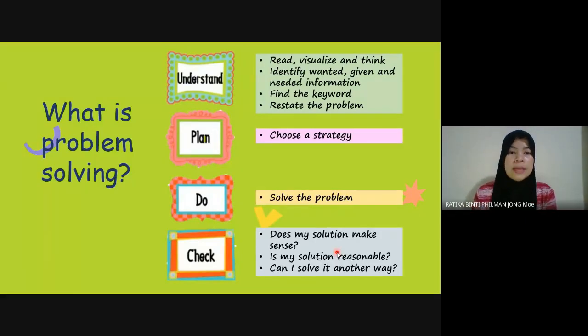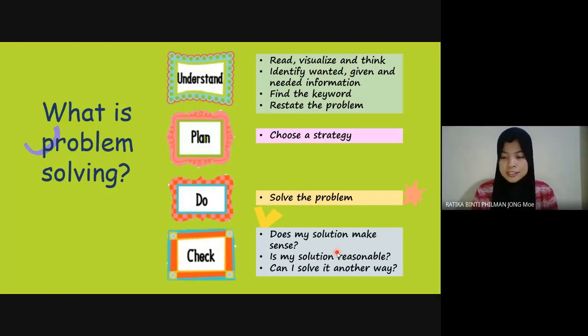Basically class, walaupun awak nampak dekat sini ada understand, plan, do, and then check, actually you have done this. When you do problem solving, you have done this without you realizing that you are doing understand, planning, doing, and checking. Awak dah buat sebenarnya. Cuma awak tak tahu, oh saya dah buat ni rupanya. Oh, I've done this. Kita dah buat dah semua ni sebenarnya. So no need to worry. Jangan cakap, oh susah. No need to worry.